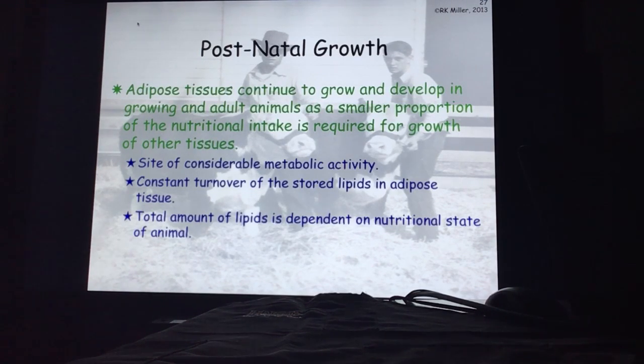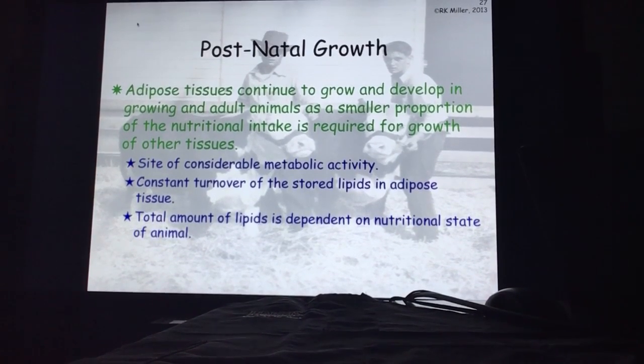Muscle fibers do not increase in fiber number unless there are some specific conditions where they do, but in general they don't. But adipose cells have the ability to develop in growing and in adult animals. The size of the cells and the number of cells are more related to nutritional intake than the growth of other cells. One thing that's very interesting about adipose cells: they used to think they were not very metabolically active. Actually, turnover of the lipids in an adipose cell is about 70 days, so there's a lot of metabolic activity.